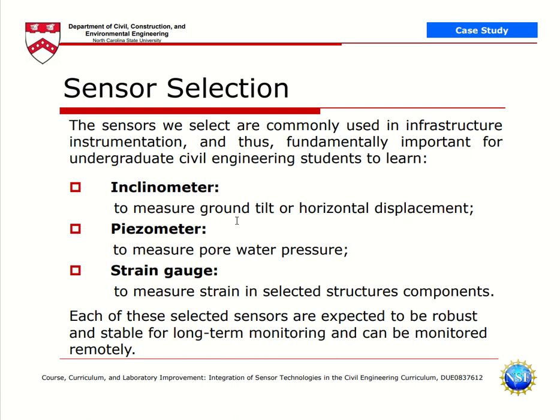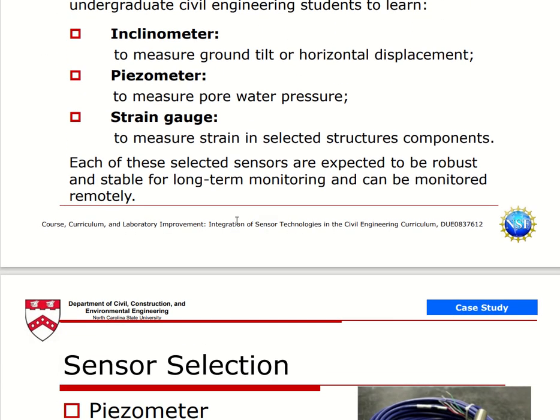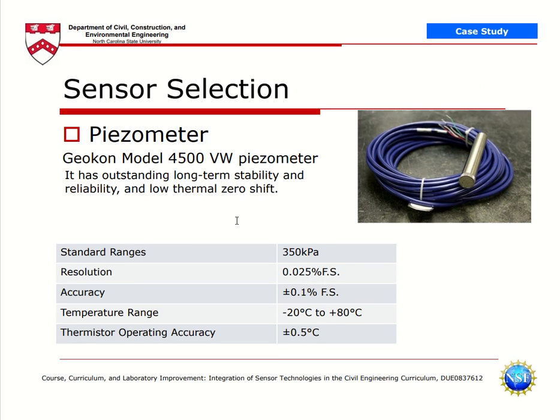What is the application of these three? The inclinometer is used to measure the ground tilt or horizontal displacement. The piezometer is used to measure the pore water pressure, and strain gauges are used to measure the strain in selected structural components. Each of these selected sensors is expected to be robust and stable for long-term monitoring, and can be monitored remotely as well. So that is the reasoning, or causality, behind their selection of the sensors.